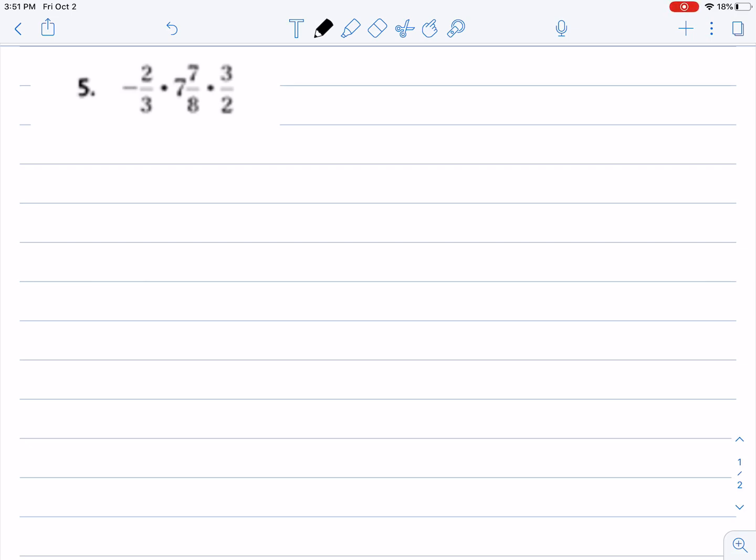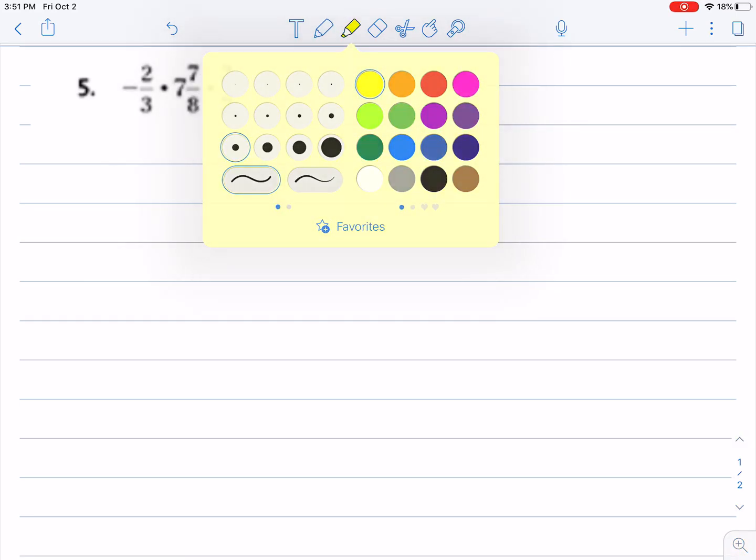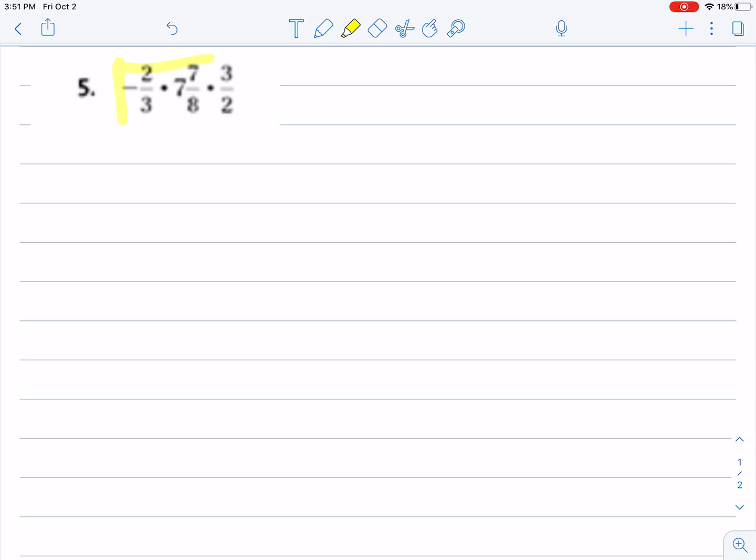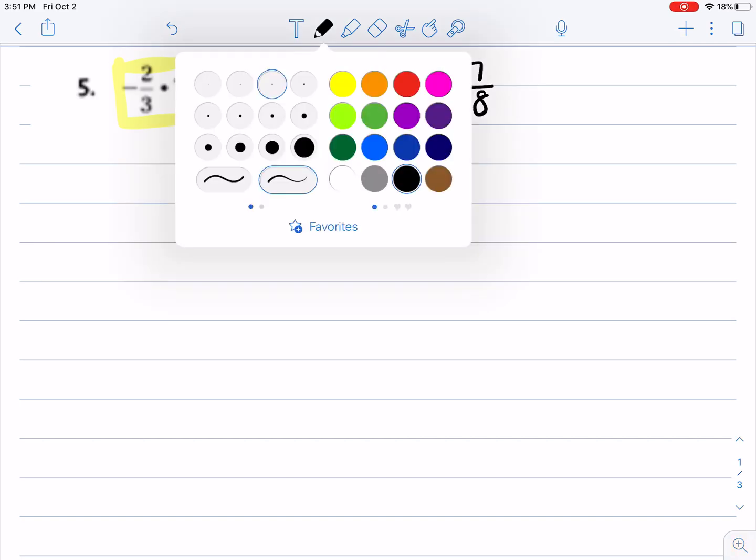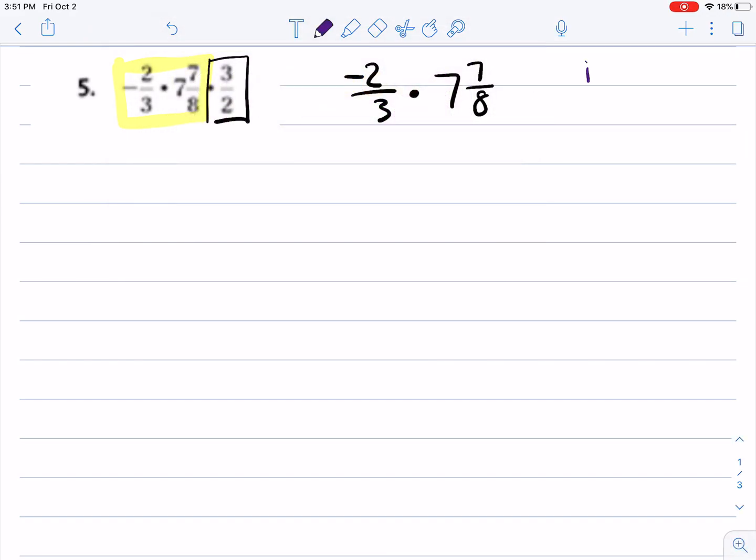All right, so for number 5, we are multiplying multiple numbers, and every time I see a problem like this where there are multiple numbers that we're doing, I like to break it up into pieces. So I'm going to focus on the first 2 numbers and multiplying those, and then I'm going to put this in a box and save it for later. So the first thing I need to do is rewrite those 2. And I can't really multiply these yet because I need to change my mixed number into an improper fraction.